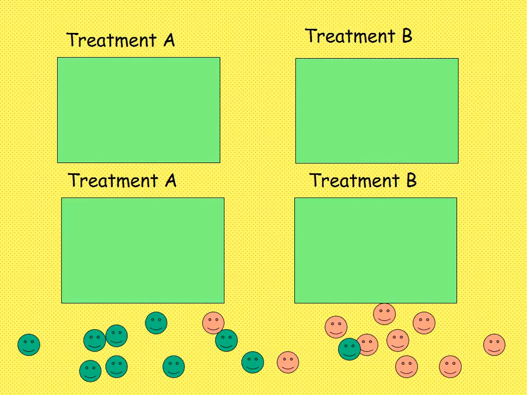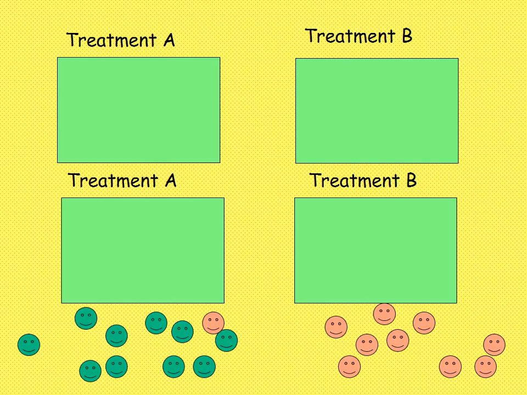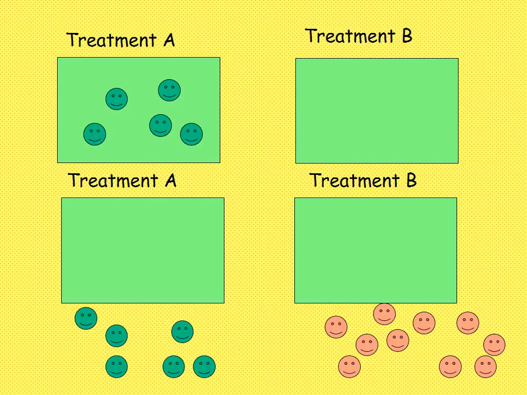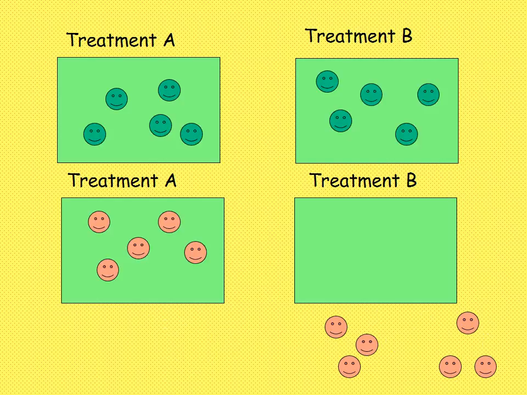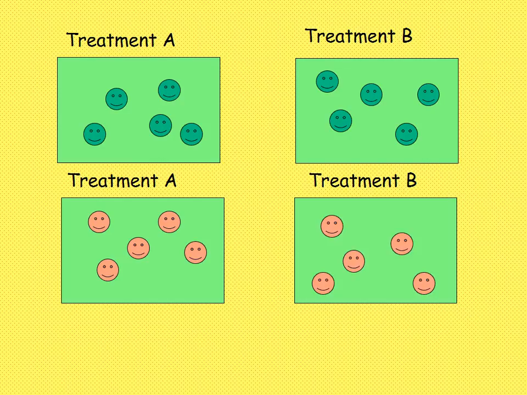Once we've separated these groups out, then we start assigning them into the treatment groups. So we separate treatment A, half a blue, treatment B, half a blue. But it's still a random assignment at that piece.